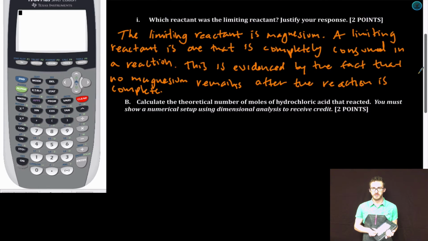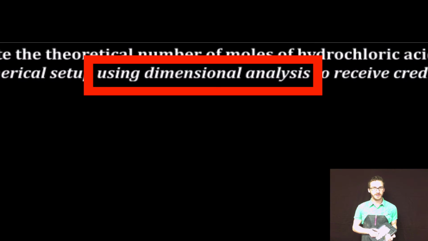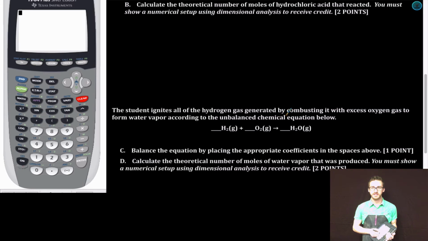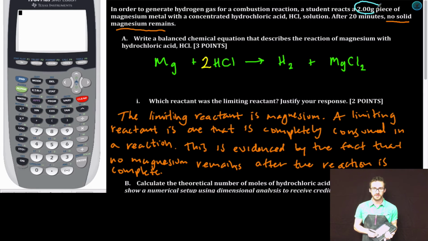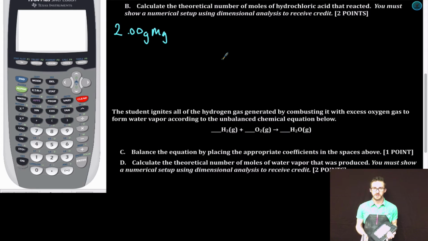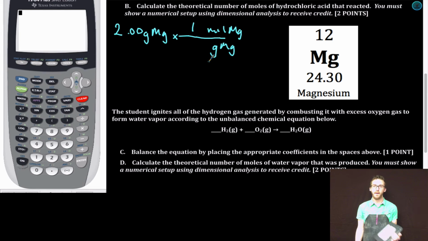Moving right along to part B. Calculate the theoretical number of moles of hydrochloric acid that reacted. You must show a numerical setup using dimensional analysis to receive credit. Alright, we want to start with the limiting reactant, and we've already determined earlier on that it's magnesium. And we're starting with a whopping 2 grams of magnesium. First thing I'm going to do, convert that amount in grams to moles. How am I going to know what the mass of 1 mole of magnesium is? I'm going to turn to my trusty periodic table.